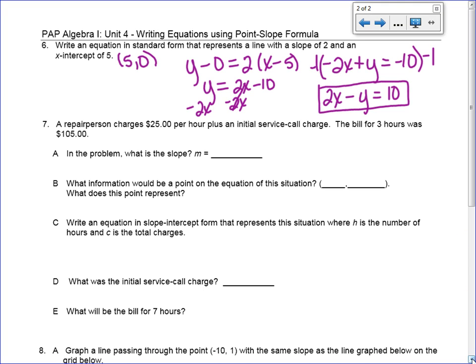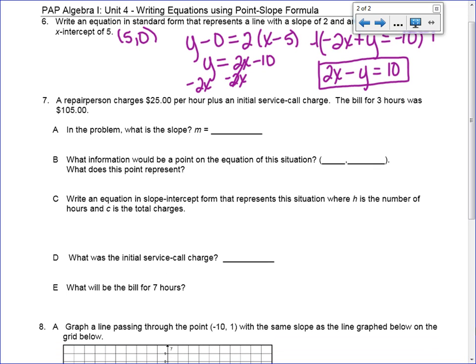Couple more questions. A repair person charges $25 an hour plus an initial service call. The bill for 3 hours was $105. In the problem, what is the slope? Well, slope is the rate of change. It's the rate that something is happening, and in this case, that's $25 per hour, so the slope is 25.